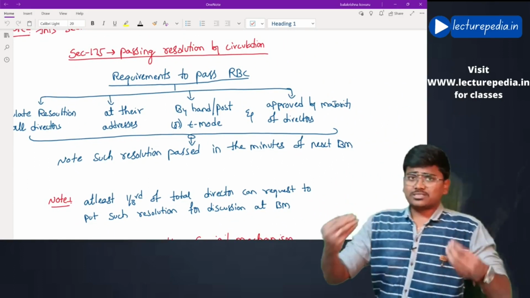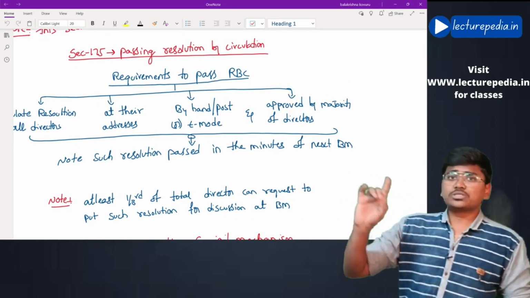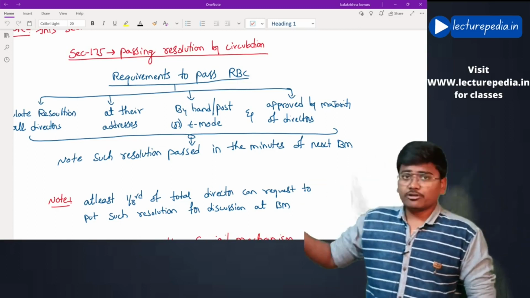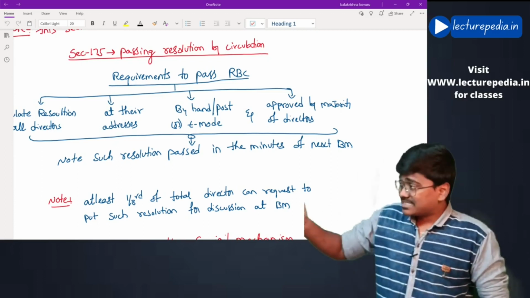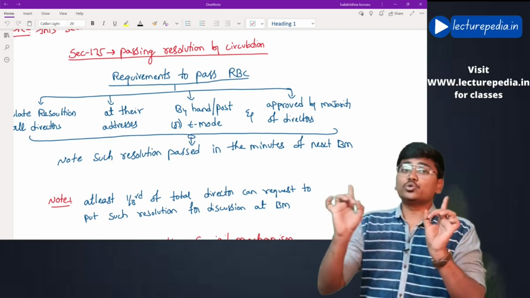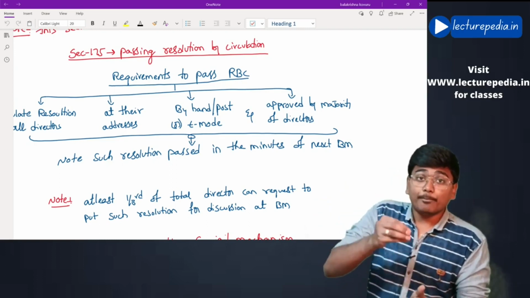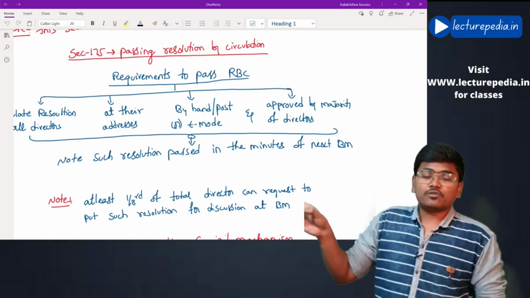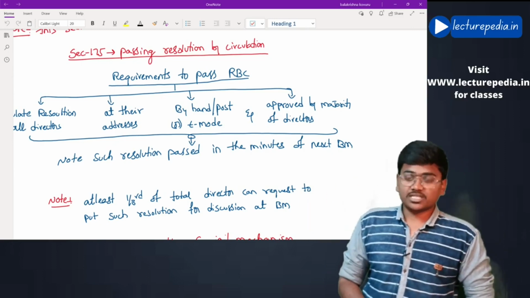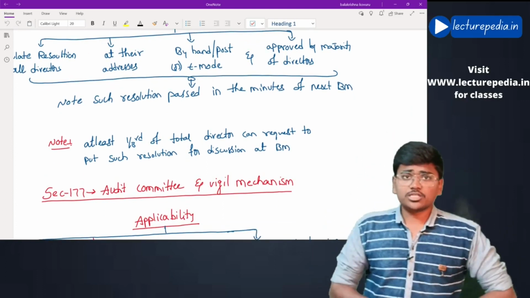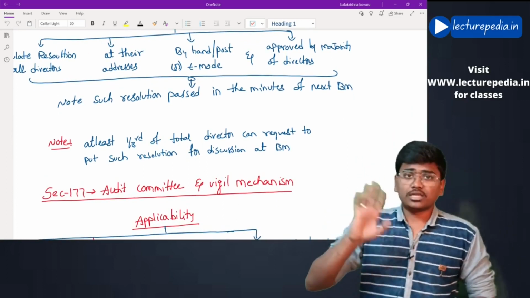Now, however, once the resolution has been passed through such resolution by circulation, in the next board meeting, okay, there will be a next board meeting conducted. In such next board meeting, the details regarding this resolution by circulation have to be mentioned or written down in the minutes of such next board meeting. Hope that is clear.